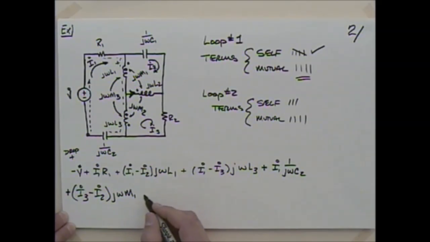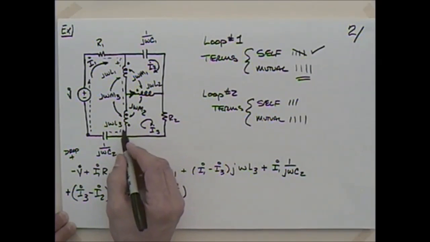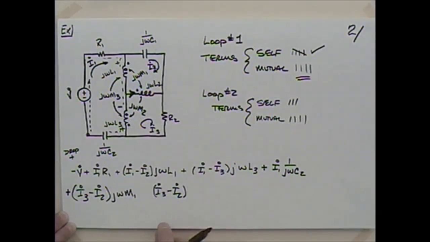Now what else will I have here? Well, I've got this I3 minus I2. Why don't I look at this one? That's going to have a voltage here that is positive and negative. So now as I went from that, that's a gain. How do I treat gains? Yeah, so it should be negative, shouldn't it? And that'll be j omega M2. Okay.